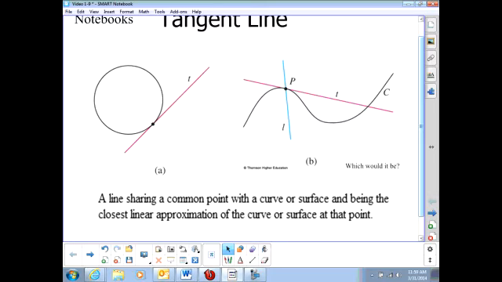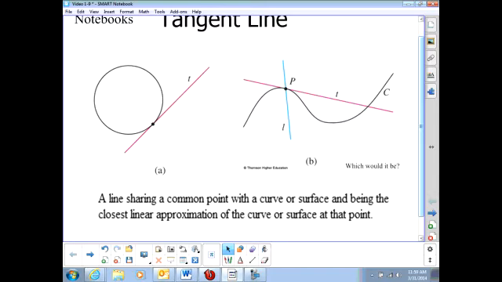Because functions could go up and down, it might not necessarily just hit at one point, but where you're trying to approximate the function at that location, it should only hit at one point. So, for example, at P there, each of those, the blue and the red, hits the graph just at one point near that part of the graph.